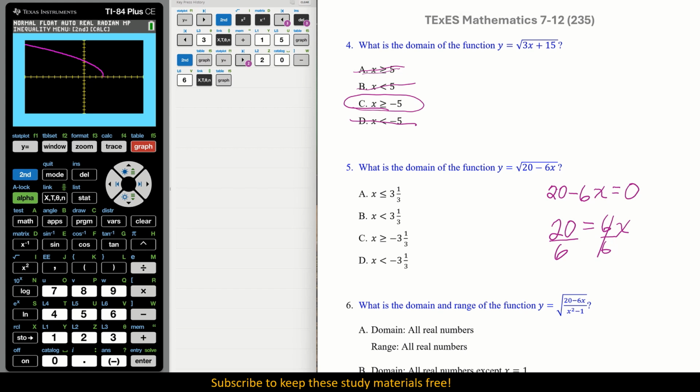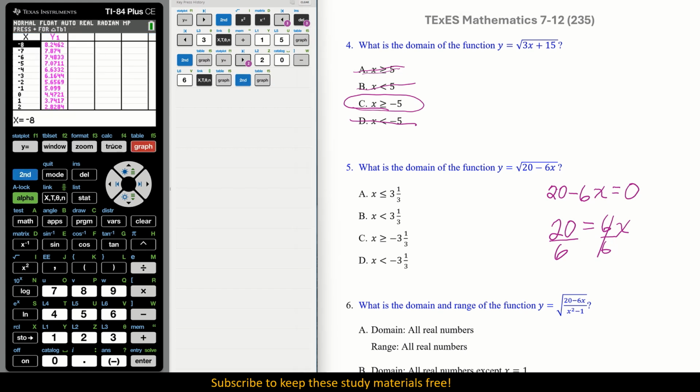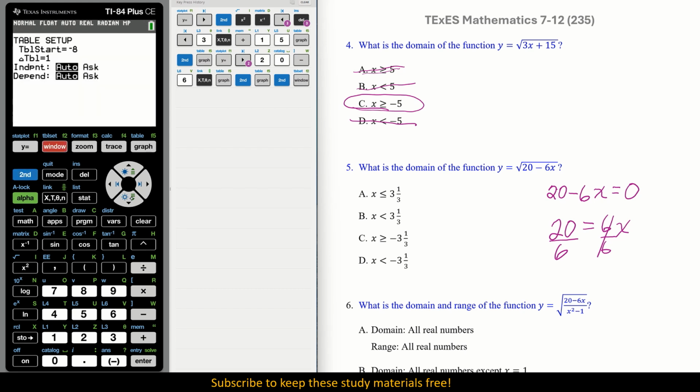Okay, but let's go to our table. Second graph, and we need to look at your options. They're saying go around 3 1/3. Oh, well, then we've got to say second window, and I'm going to say let's start at 3, but we need to set up our table as 1 divided by 3, 1/3.